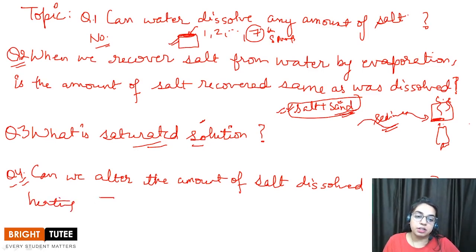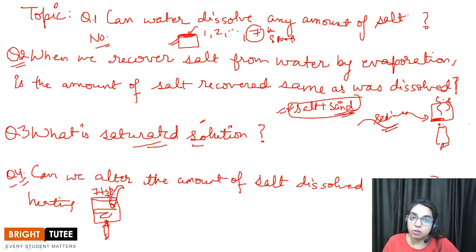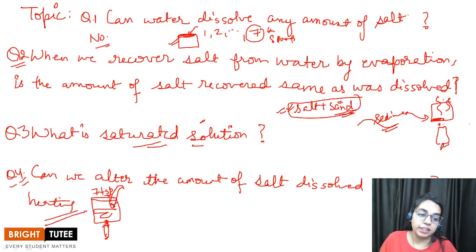Suppose the limit of this beaker containing water is 7 teaspoons, right? After 7 teaspoons it was not able to dissolve any more amount of salt in it. So at this point, if we start heating it, you will observe that it will start dissolving all the salt in it, and it can dissolve even more salt in it. Okay. So we can increase this point of saturation or increase the amount of salt which can be dissolved in it by providing it heat or heating it.